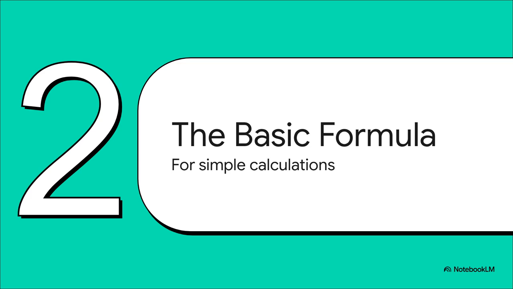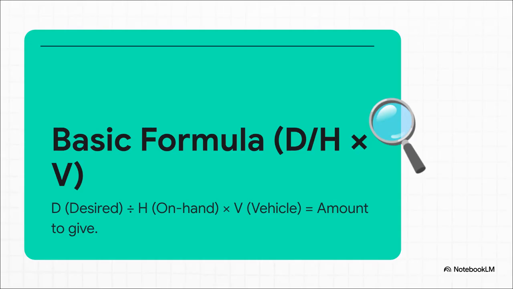All right, let's start with our first tool in the toolbox, the basic formula. Think of this as your go-to for simple, straightforward problems. It's clean, it's easy to remember, and it's a fantastic place to start. The formula itself is just D divided by H times V. You can just remember it as D over H times V. Super simple, and it works perfectly for a lot of common situations.